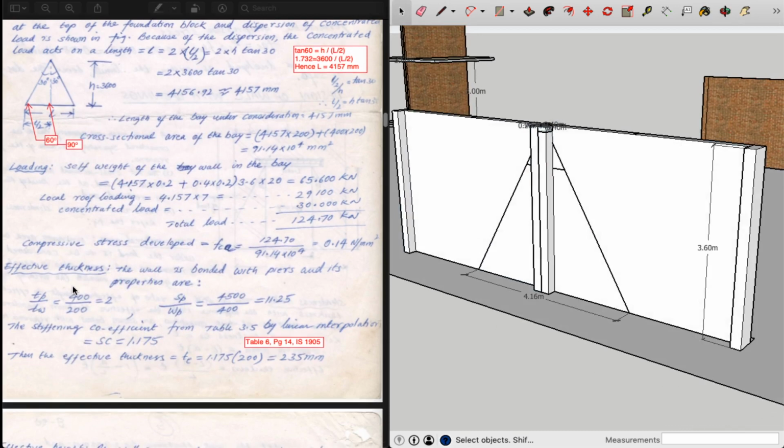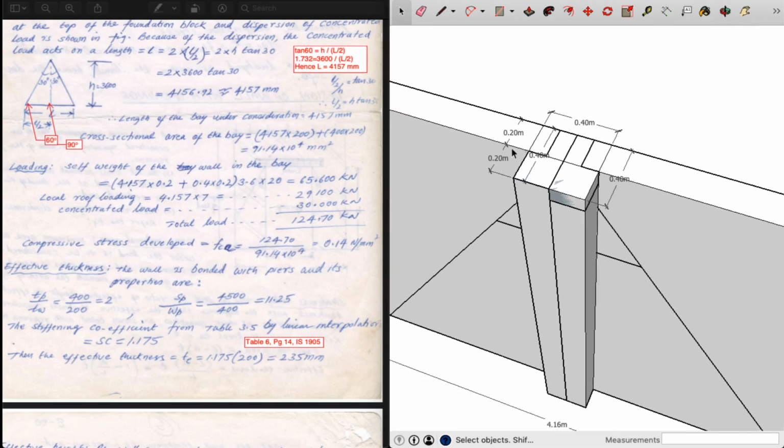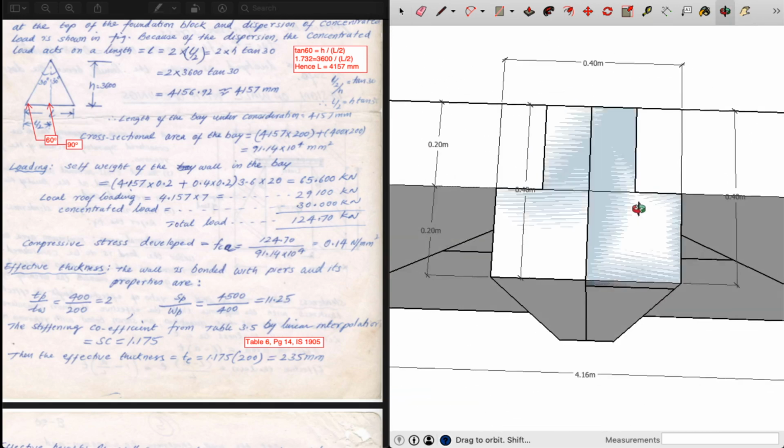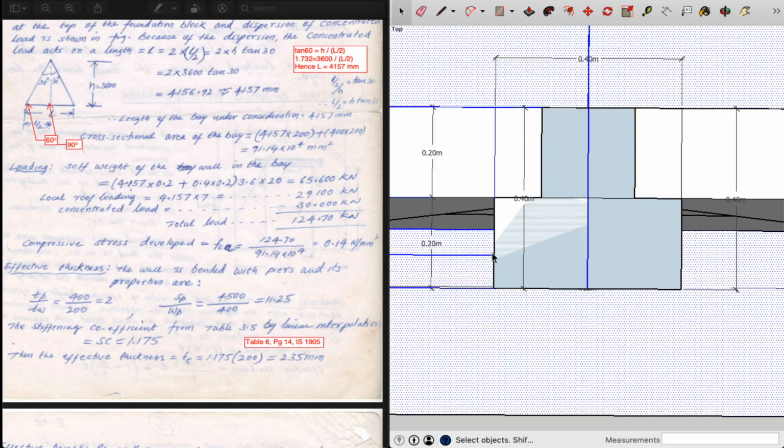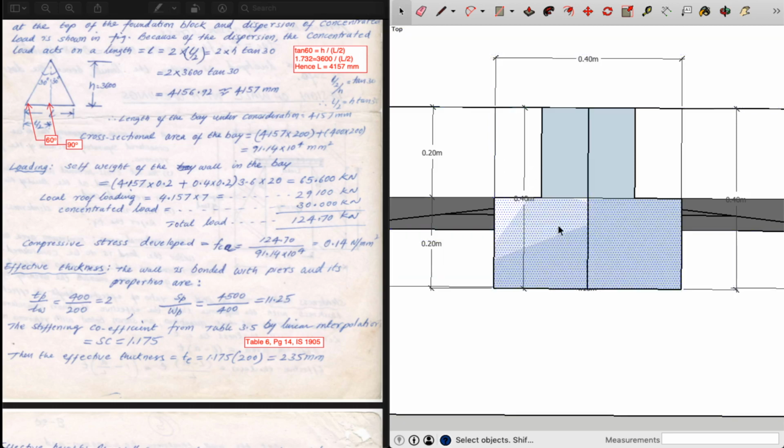Next, moving on, effective thickness. In order to calculate the effective thickness, we need to know these specifications, the cross-sectional dimensions. Please be sure not to confuse TP, TW, SP and WP. TP is the thickness of the pier, which is this one, 400 mm. TW is the thickness of the wall, which is 200 mm. WP is the width of the pier, which is 400 mm, this one.